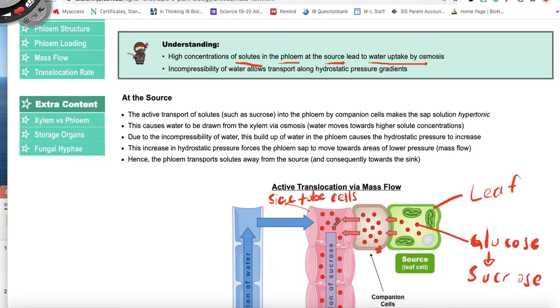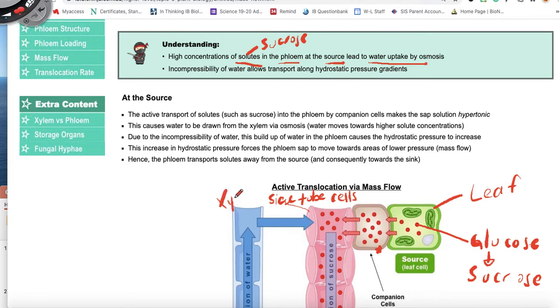So once it's in there, it's in high concentrations. So that's the first essential understanding. You have high concentrations of solutes. That solute is sucrose in the phloem right here, located in the sieve tube cells. And that leads to the water uptake by osmosis.